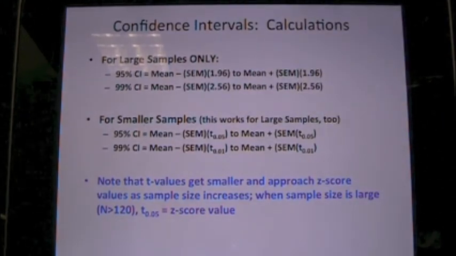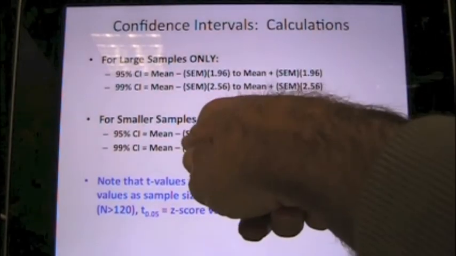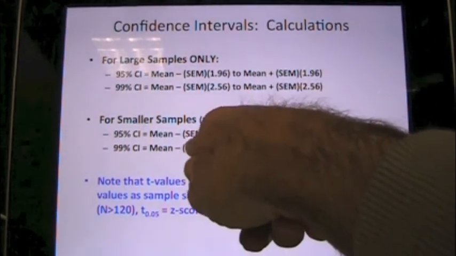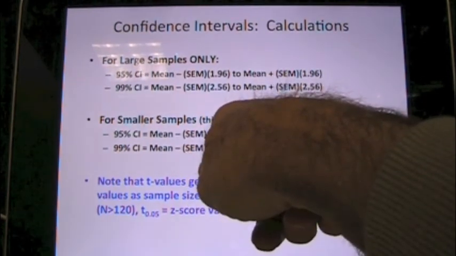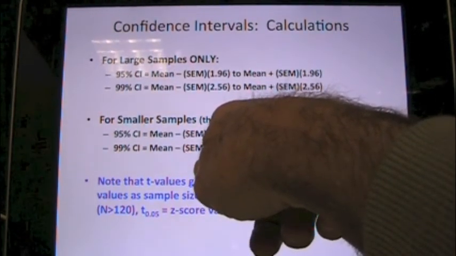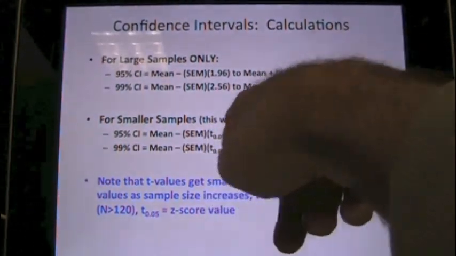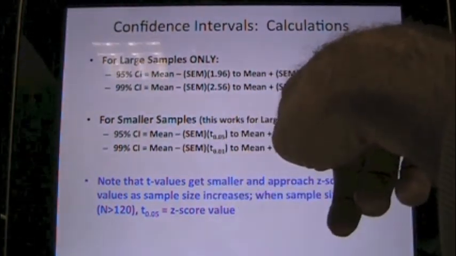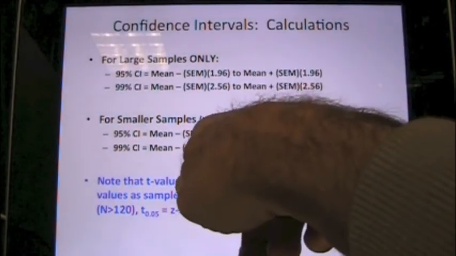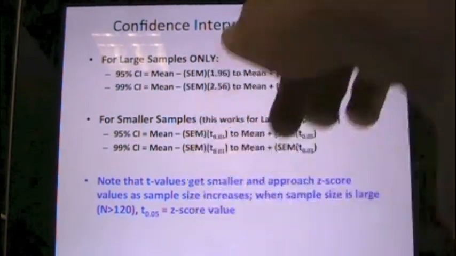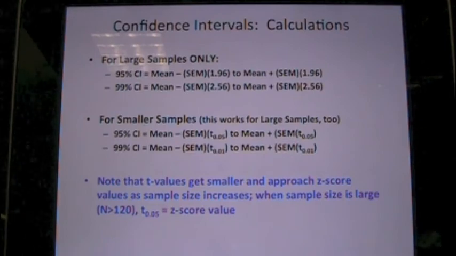For the smaller samples, now you begin to have to bring in the t-distribution. And basically, for the 95% confidence interval, it's the standard error of the mean times the t-value at the appropriate degrees of freedom at the 95% level, the 0.05 cutoff, added to and subtracted from the mean. And if it's the 99%, it's simply the standard error of the mean times the appropriate t-value for that.